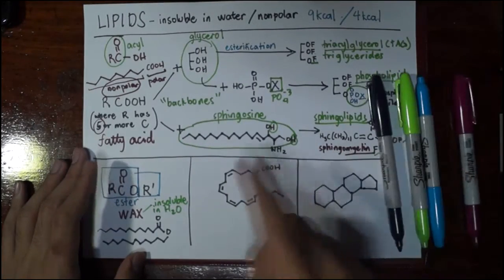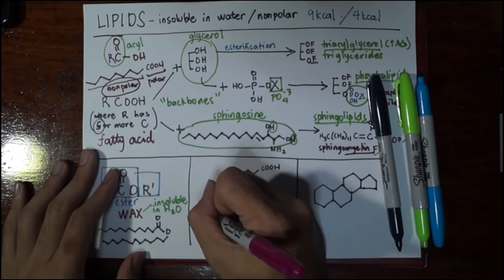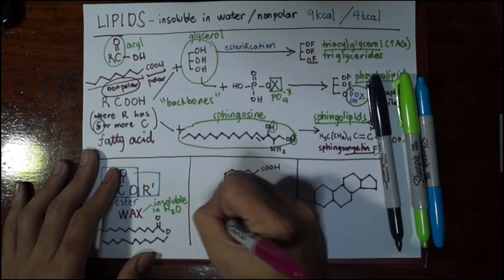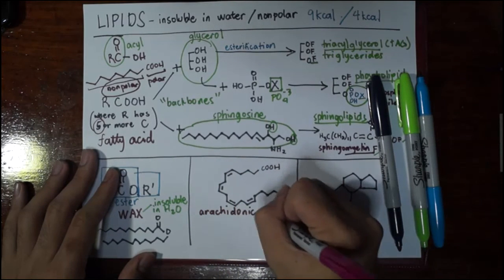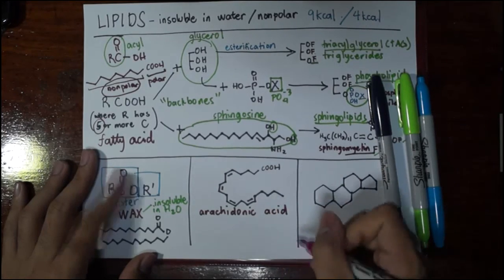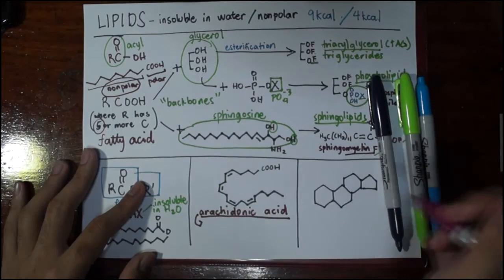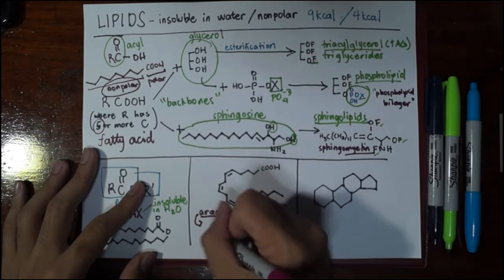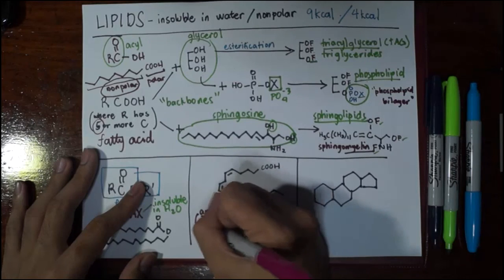Alright. Now this one right here is the structure of one of the essential fatty acids we need. That's why it's called essential. Arachidonic acid. Arachidonic acid is actually a precursor for many of our endogenous lipid-derived molecules known as eicosanoids.